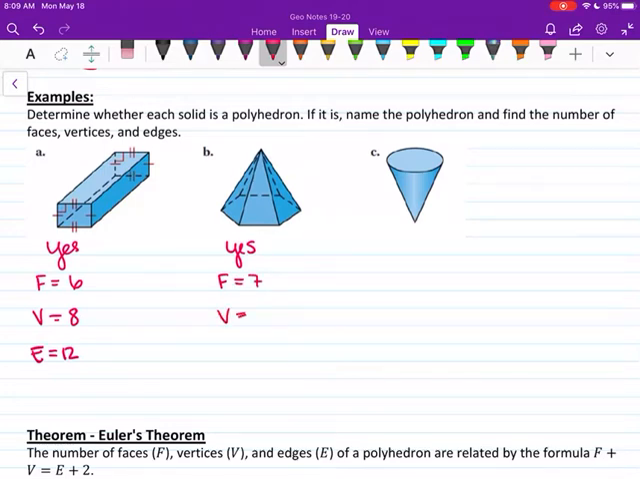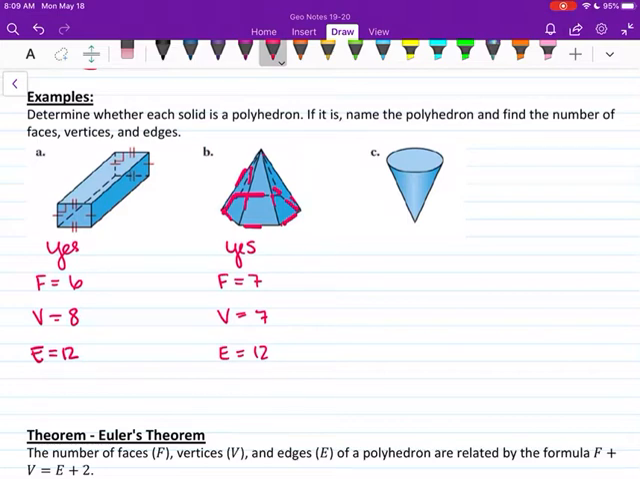The number of vertices is also going to be 7 because I have 6 vertices on the bottom, those vertices down here, and then 1 vertex at the top. So I have 7 vertices. And then how many edges? There are going to be 6 edges down here: 1, 2, 3, 4, 5, 6. And then 1, 2, 3, 4, 5, 6 edges there. So my edges are going to be 12 edges.